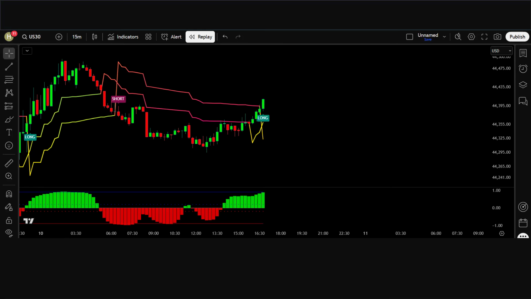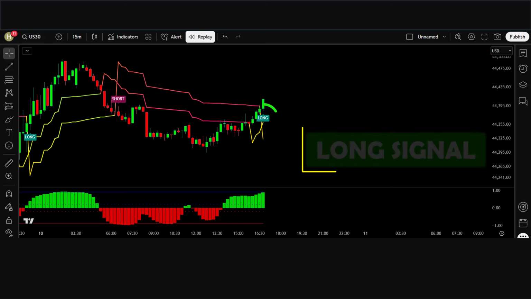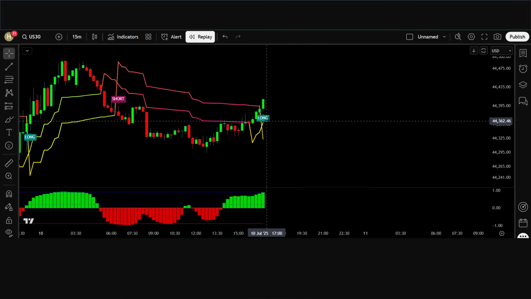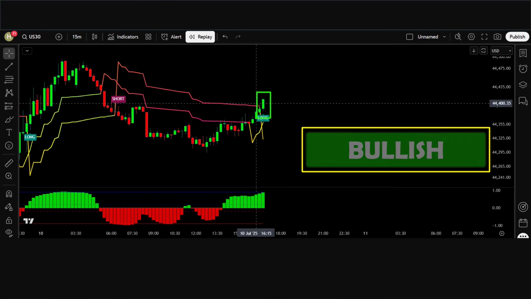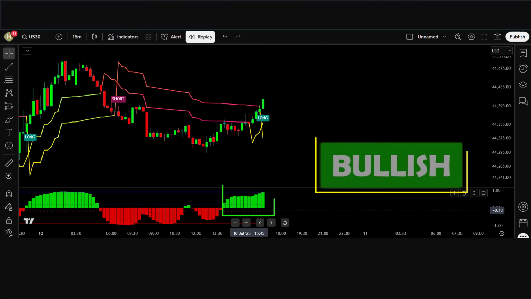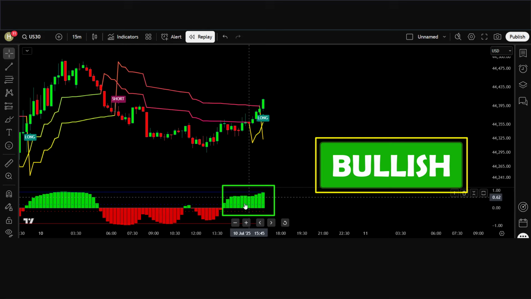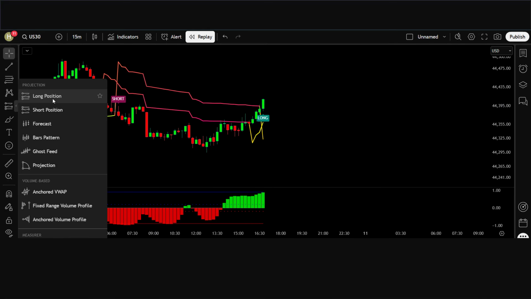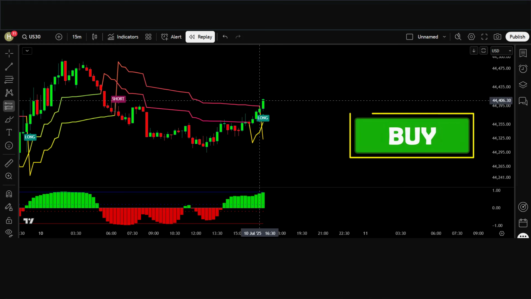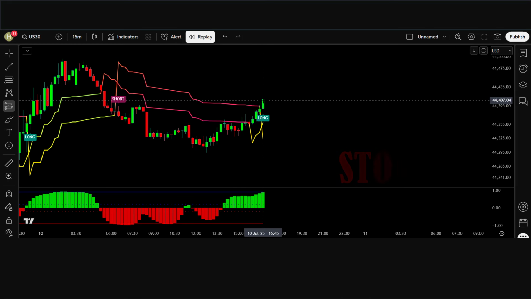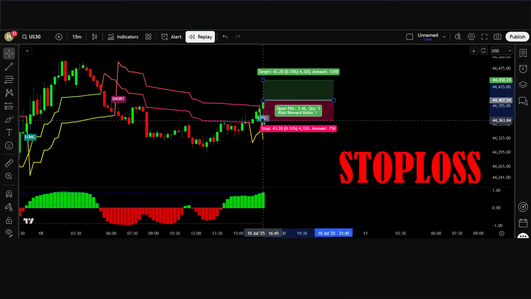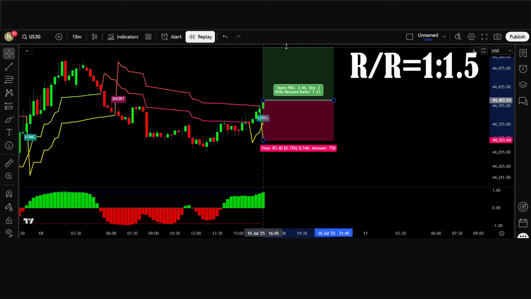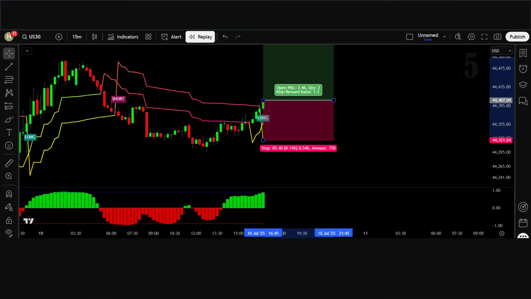Let's see how to use the trading setup. When the ATR V-Stop Cloud indicator gives us a long signal, when the market has created a bullish candle, and when the columns of the Premier Stochastic Oscillator indicator are bullish, so all these conditions are met, then we have to take a buy order. Place your stop loss below both volatility stop lines. And the risk to reward ratio will be 1:1.5.